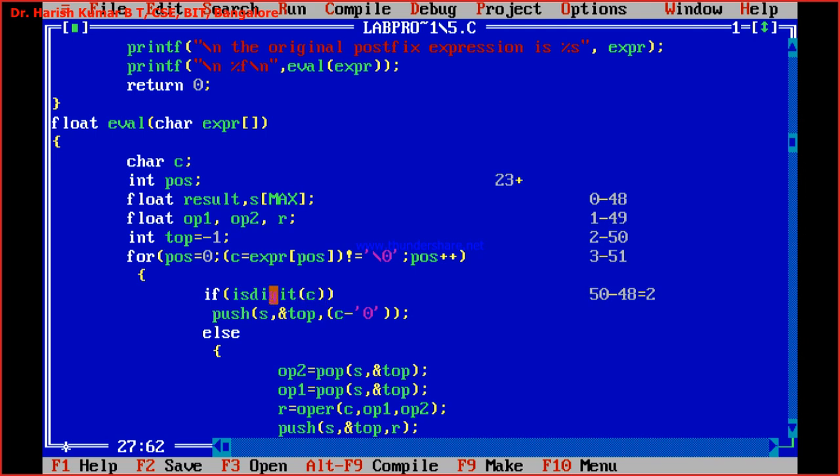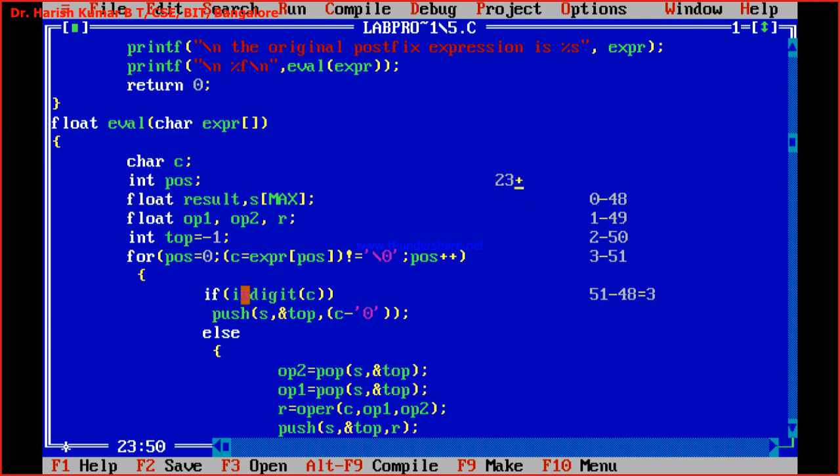Yes, it's a digit. Now push. Stack top: C is 51 minus the ASCII value of 0, that is 48. 51 minus 48, how much is it? 3. What is this 3? It is your integer 3. And this 3 gets pushed onto the stack. Correct?